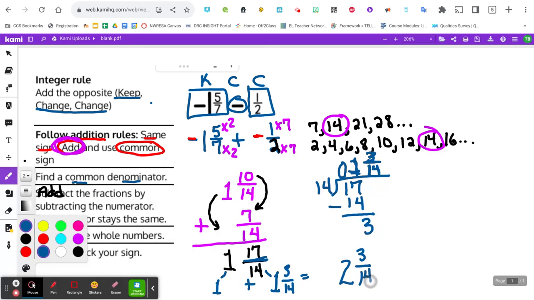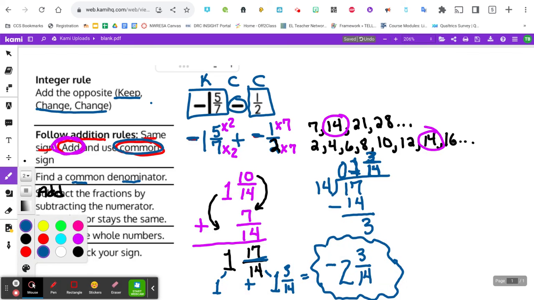Now, you might be wanting to say, yay, I'm done. But not exactly. Because remember, we need to use the common sign. And up here, we are adding a negative and a negative. So our answer is going to be negative. Make sure you check your signs. It is a shame to do all that work and get everything wrong because of a negative sign.